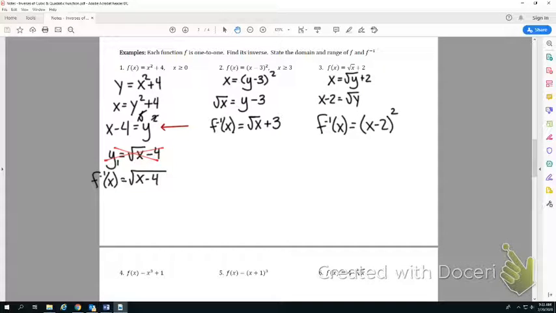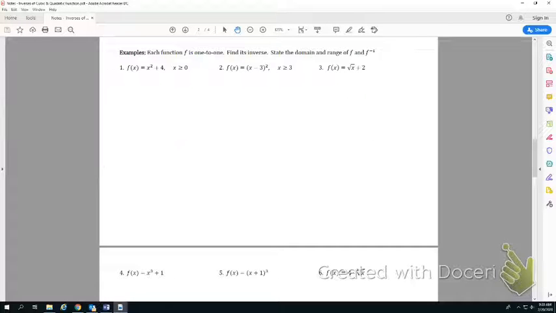On 3, I started off with a square root, and I ended up with a quadratic. Always make sure that you know what the inverse of those are. Don't be given a quadratic and then tell me that the inverse is some other quadratic. That doesn't make sense. Quadratic and square root are opposites of each other, so make sure that you keep that in mind.